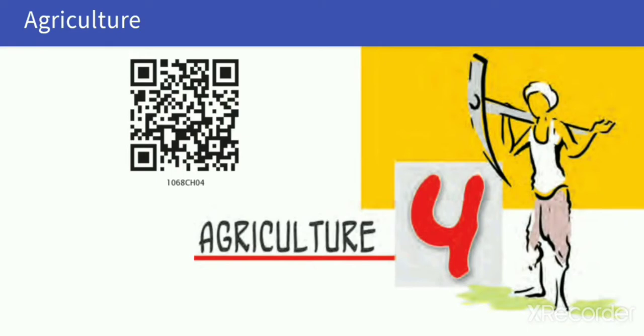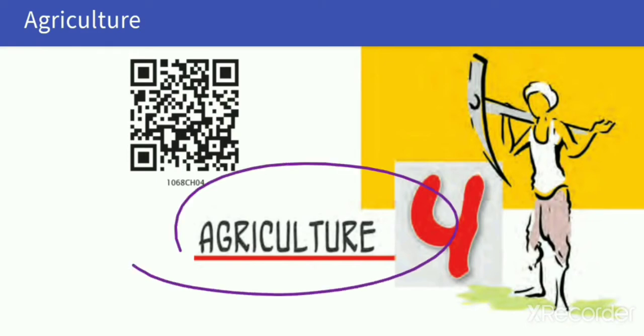Today we will study the fourth chapter of class 10th geography, and the chapter name is agriculture. So first of all we will learn and discuss the meaning of agriculture. Agriculture is an art or science of cultivating the soil, harvesting of crops, and rearing and management of livestock.